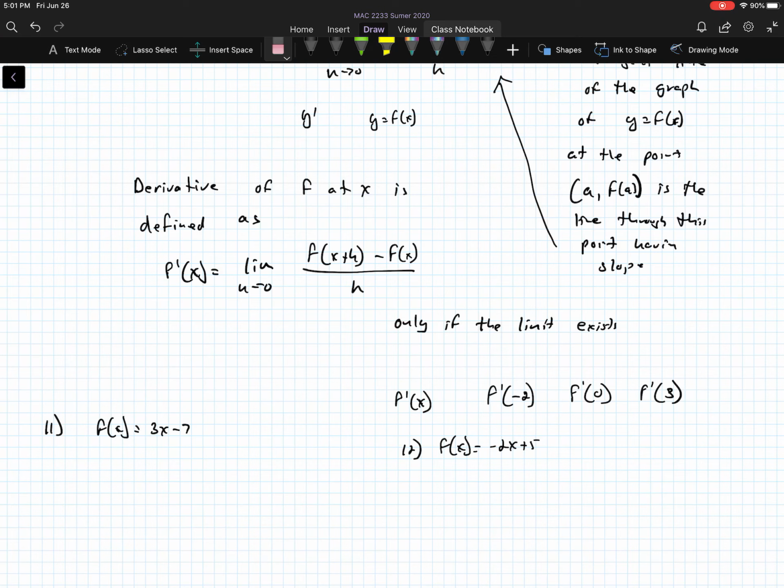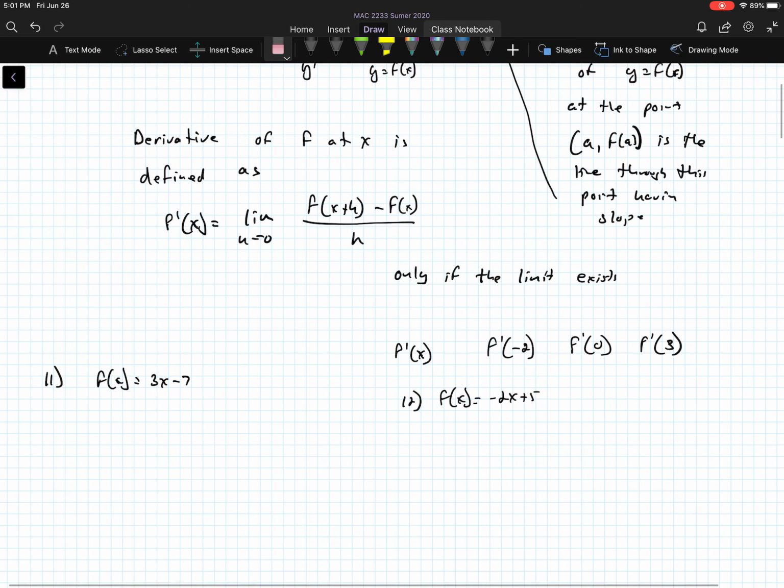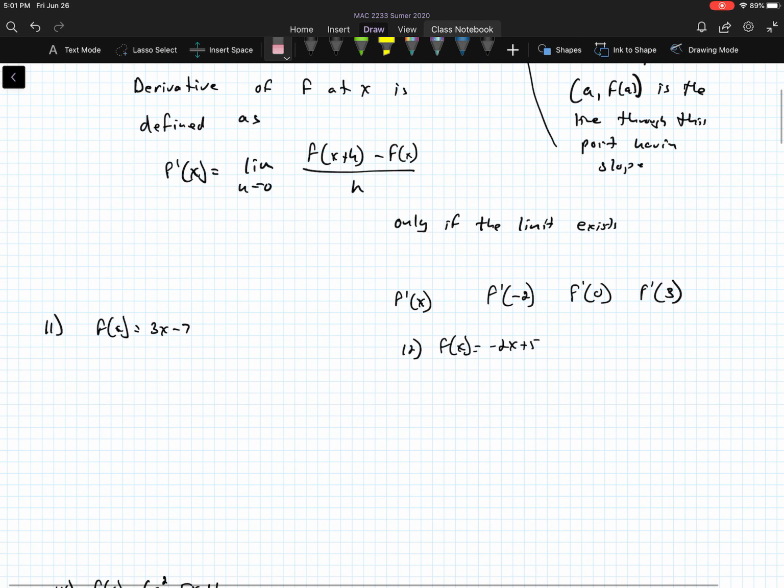Now, the derivative of a function f at a value x is defined as f prime of x is equal to the limit of f of x plus h minus f of x over h as h approaches 0. This is only if the limit exists. So then, using that information, for number 11, we can go ahead and find f prime.